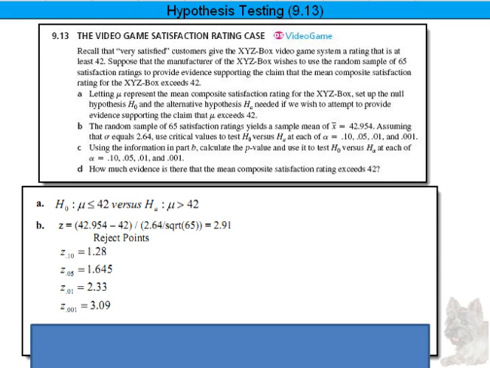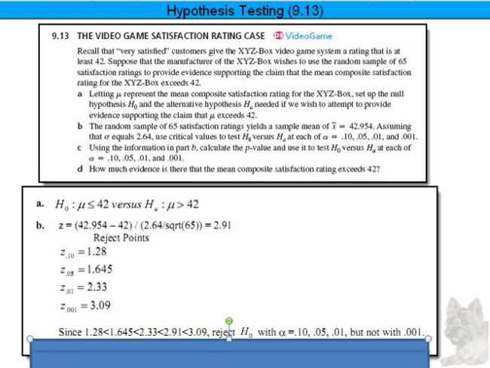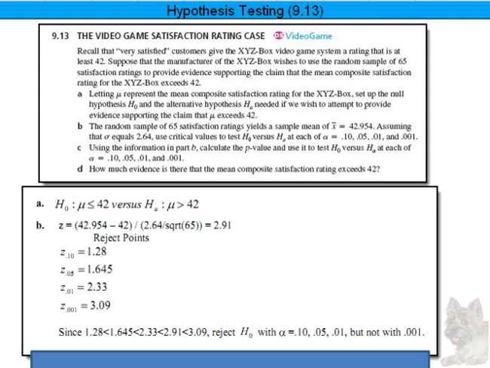All right. Now, part C says, using the information in part B, calculate the p-value and use it to test H0 and H sub alpha, so to test the null hypothesis and the alternative hypothesis at each of those alpha values we talked about earlier. All right, how do we do that? Here's how we do it.